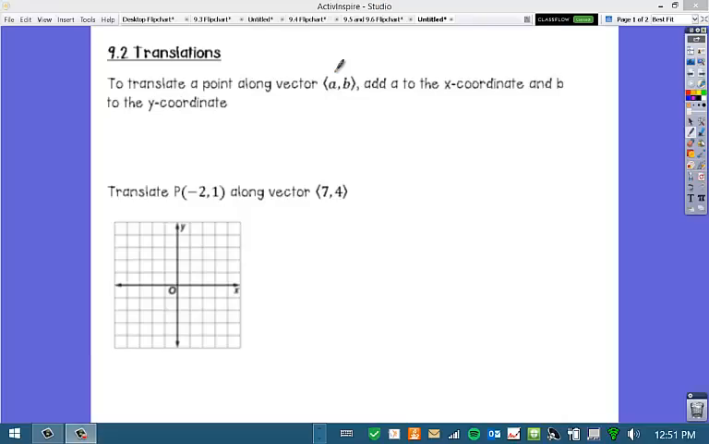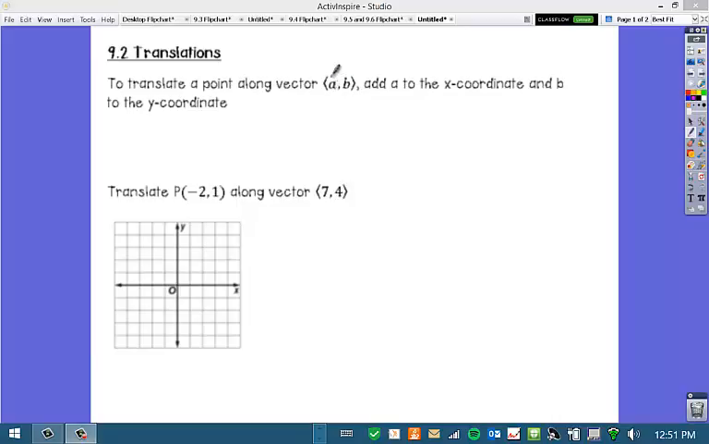Today we're going to translate points. Translation is moving a point either to the right or to the left or up or down or some combination. The way that you're going to translate a point is we're going to give you a vector, which is something that's in these little pointy brackets. And the vector tells you if you're moving left or right, up or down.